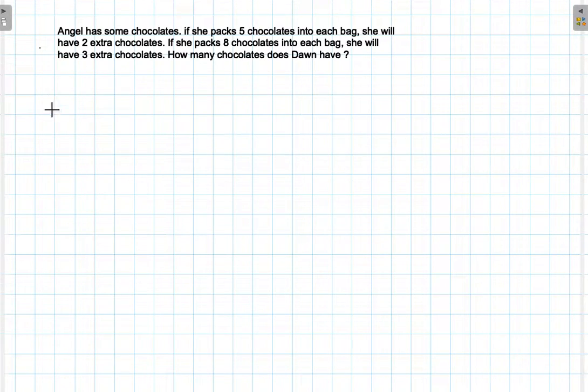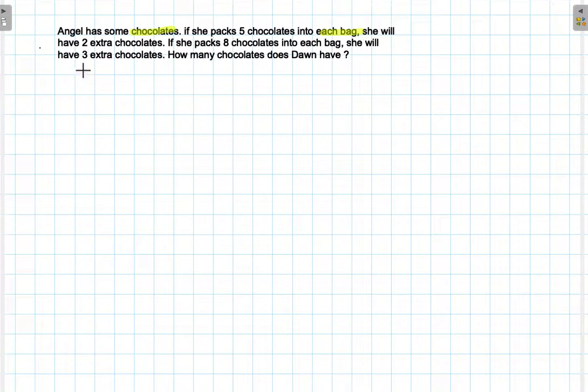Okay, we see this question. Angel has some chocolates. She packed 5 into each bag, and then she will have 2 extra. If she packs 8 chocolates into each bag, she will have 3 extra. Okay, how many chocolates does Dawn have? In this case, I know I have chocolates, important thing. And then another one is pack.